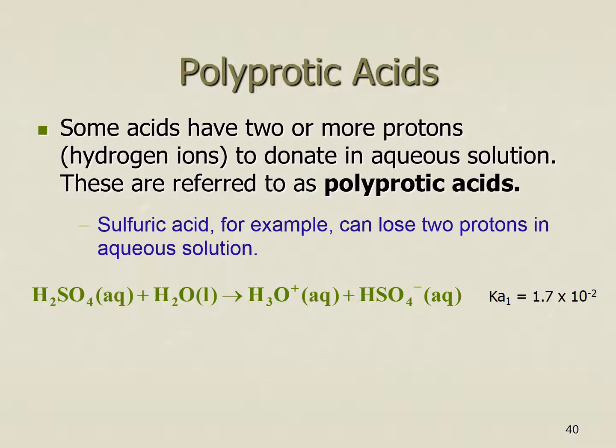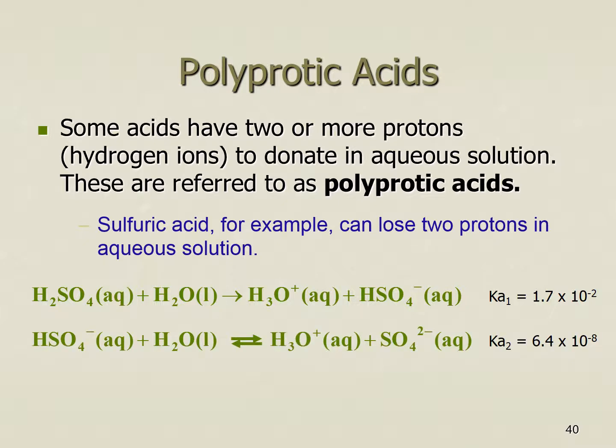Anyway, once that HSO4- is in solution, it can actually also react with water as an acid. And so this is our second dissociation equilibrium. HSO4- plus H2O gives us H3O+ plus SO4 2-. And notice that that expression also has a Ka value related to it, 6.4 times 10 to the minus 8th. And as we discussed before, the second proton, the second H+, is much less acidic than the first, and so the Ka value is much smaller.